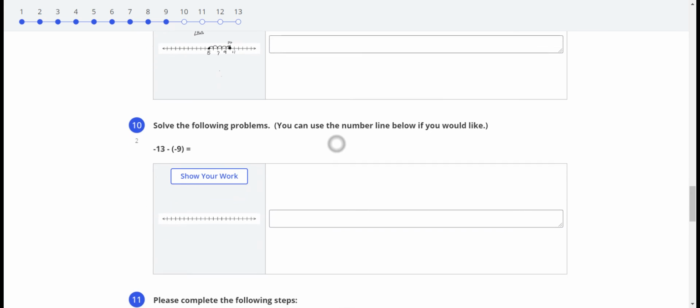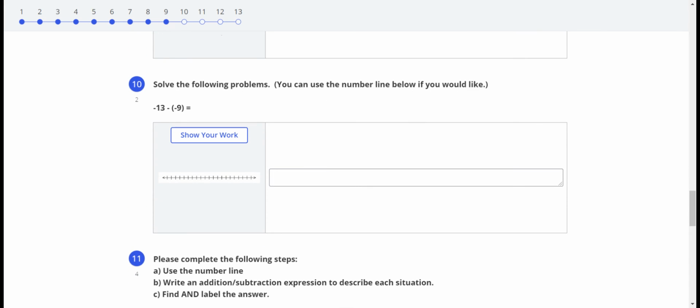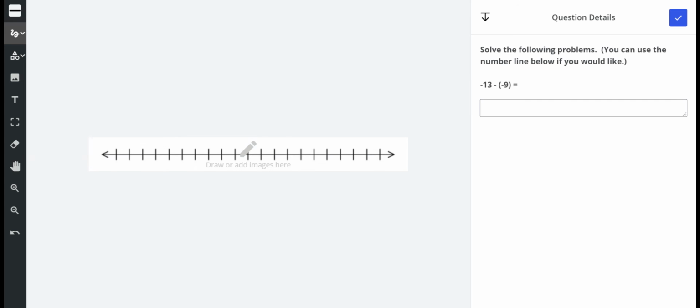All right, number 10. Solve the following problem: negative 13 minus negative 9. All right, subtraction. I'm going to do my additive inverse to make it addition. So I'm going to add, and the inverse of a negative 9 is a positive 9. So negative 13 plus 9. Well, the signs are different, so that means we're going to subtract. 13 minus 9 gives me 4.